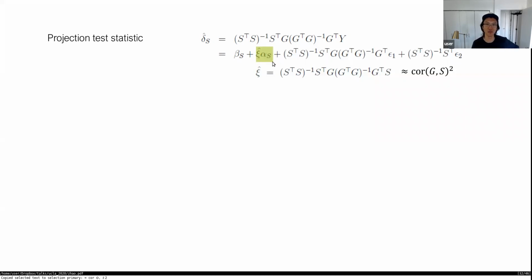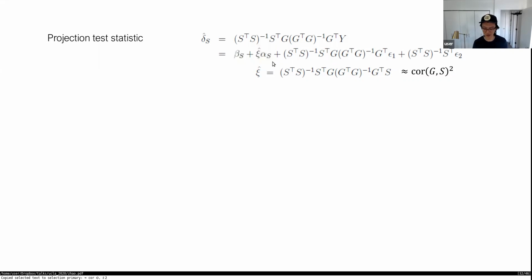This term causes some potential issues if we want to use this as a test statistic. So this is the direct effect, and this is the indirect effect, beta S. If we want to use this to test the total effect, then we better make sure that this is large if the total effect truly exists, right? The total effect is beta S plus alpha S. The problem is it may not be large, because beta S and alpha S may have different signs.